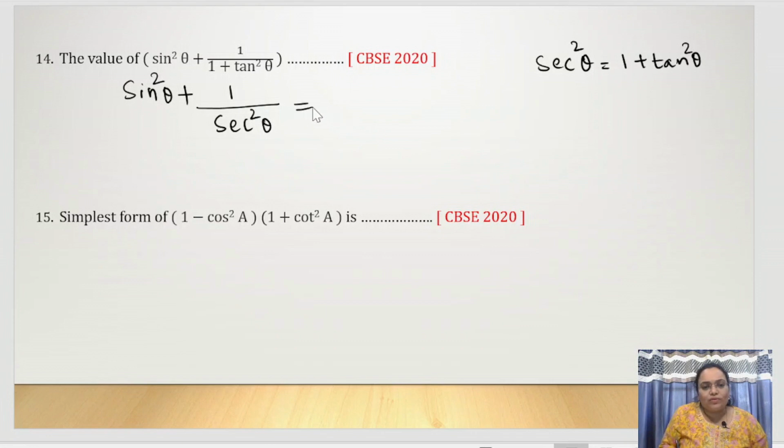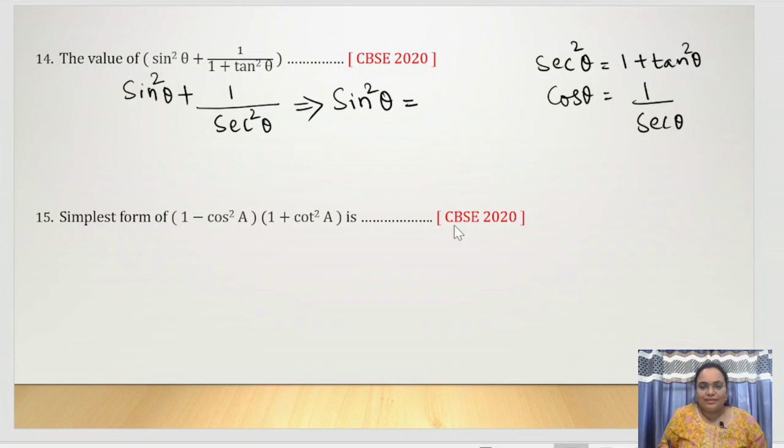Okay. So this is sine square theta plus 1 by secant square theta, which is your cos square theta. Okay. Cos theta is equals to 1 by secant theta. Right. This is sine square theta plus cos square theta. Okay. Now this is also an identity. Sine square theta plus cos square theta is equals to 1. Right. So 1 is the answer.